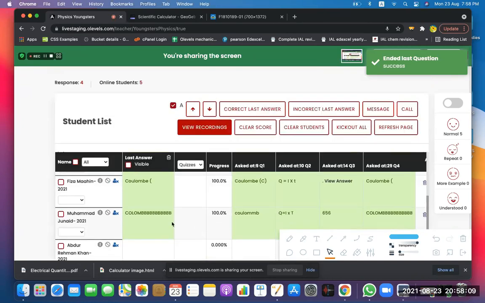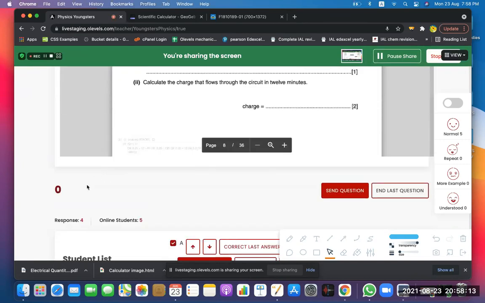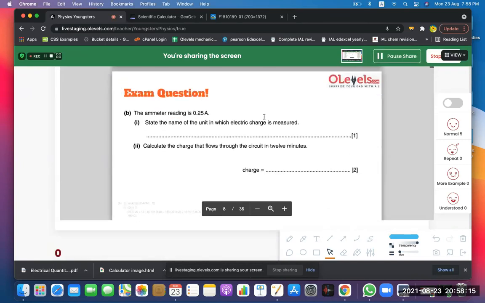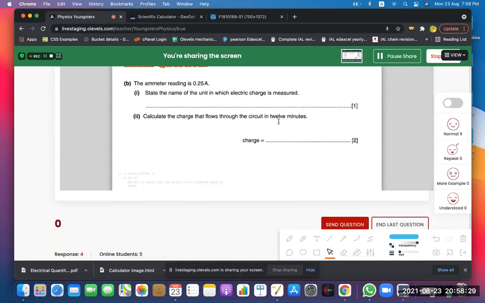Let's check. Coulombs. Very good, everyone. You all have written correct. That's very nice. You all have written in words because here it was saying, right, you have to write the name. Very good, everyone. Keep it up. Now for the second part: calculate the charge that flows through the circuit in 12 minutes.